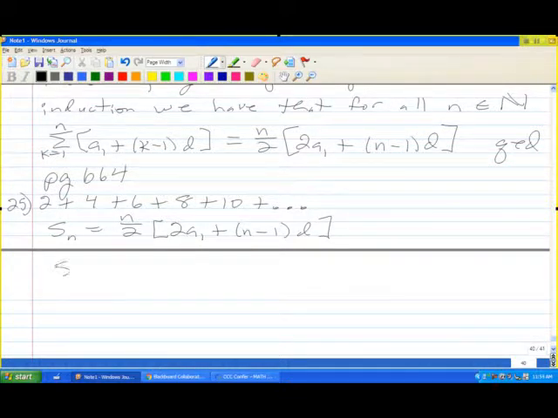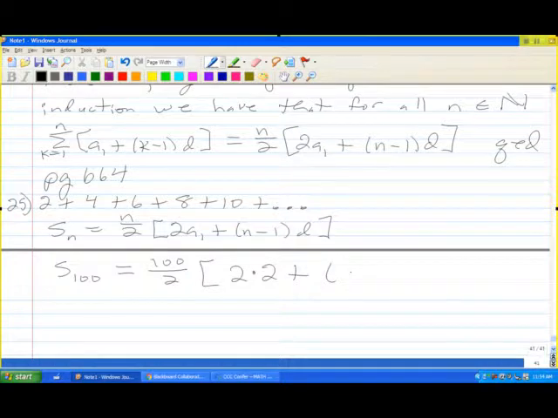So let's find the sum of the first 100 terms. Well, what's n? 100, because I'm adding the first 100 terms. 2 times the first term, which is 2, plus, how many terms are there? 100, times the common difference. Well, I keep adding 2 to get to the next term. And so let's find this.